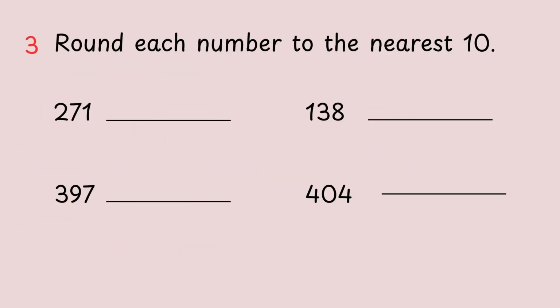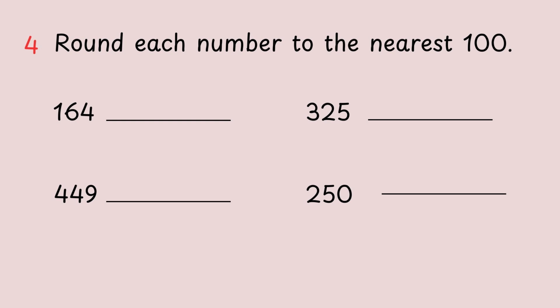Question number 3. Round each number to the nearest 10. So for 271, when we round to the nearest 10, that will be 270. And for 138, when we round to the nearest 10, that will be 140. And for 397, when we round to the nearest 10, that will be 400. And for 404, when we round to the nearest 10, that will be 400.